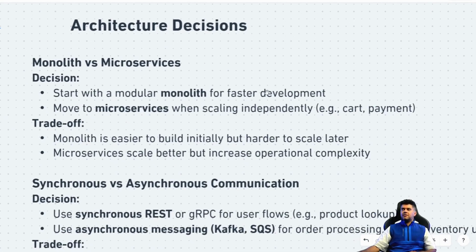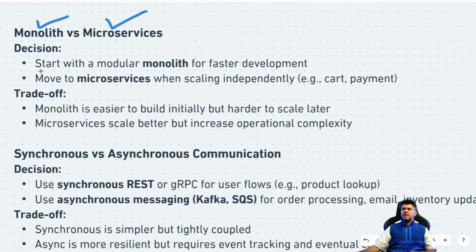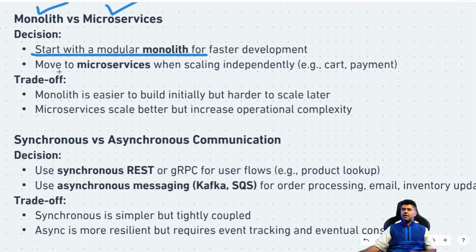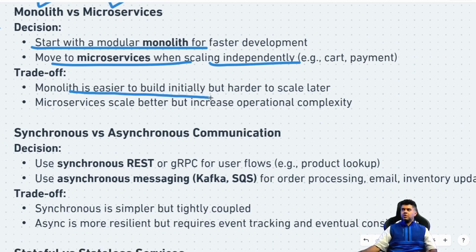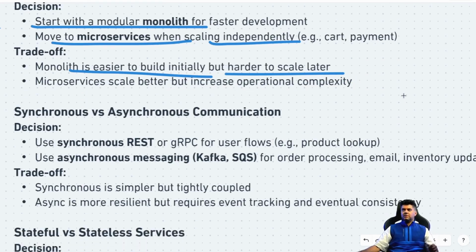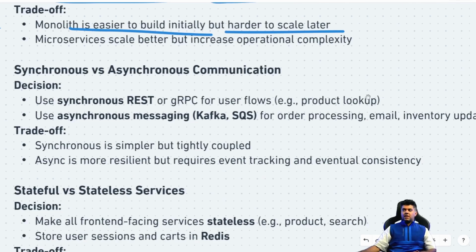Now, some architecture decisions. Do you want to go with monolith or microservices? What we're saying is we'll start with a modular monolith and then move to microservices when scaling independently. How you actually break down a modular monolith into microservices with decomposition is something we're going to see as part of the cohort. Trade-offs: monolith is easier to build initially, but harder to scale later. Microservices scale better, but increase operational complexity a lot, and also increase cost because you need multiple different servers now, and a lot of communication between those microservices.